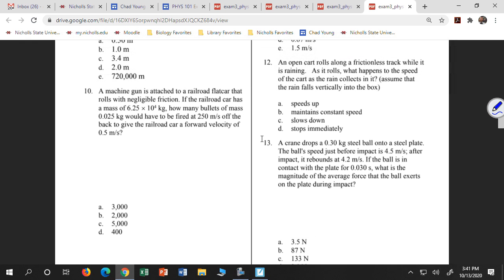Okay, so in this one, I have a railroad car, and I have a gun that's shooting bullets in this direction. And those bullets have a mass of 0.025 kilograms, and they have a speed of 250 meters per second. And I want to know how many of those bullets do I have to shoot off in order to give my railroad flat car a speed of 0.5 meter per second.